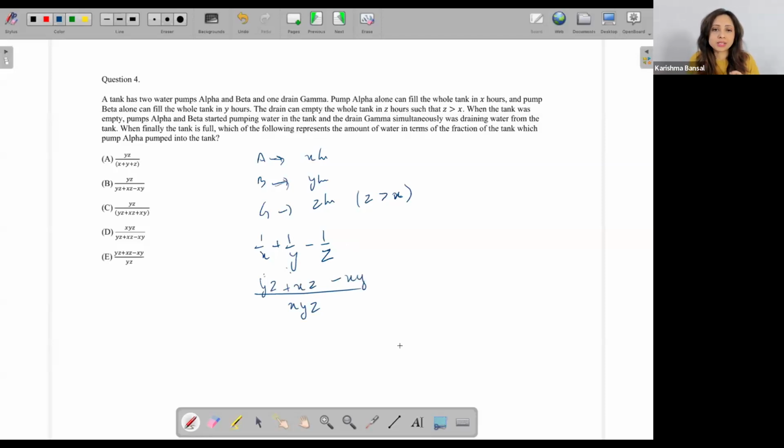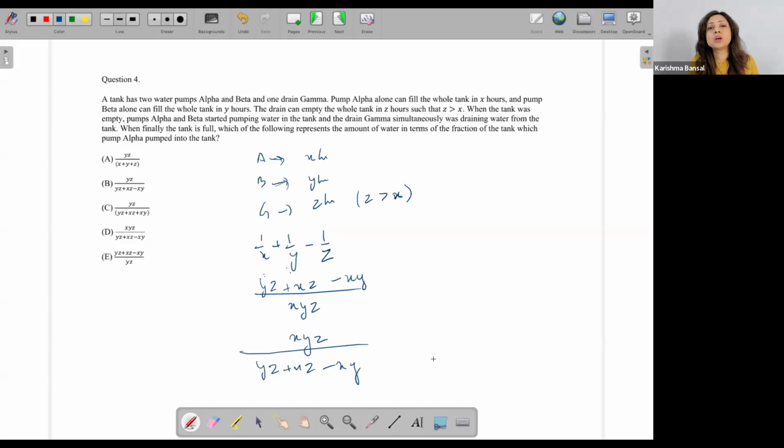Now this, remember, is the rate at which all three of them are working together. So the time taken by them to fill the tank, since they are filling one complete tank, will just be the inverse of the rate. So my time taken will be XYZ upon YZ plus XZ minus XY. Is it okay?